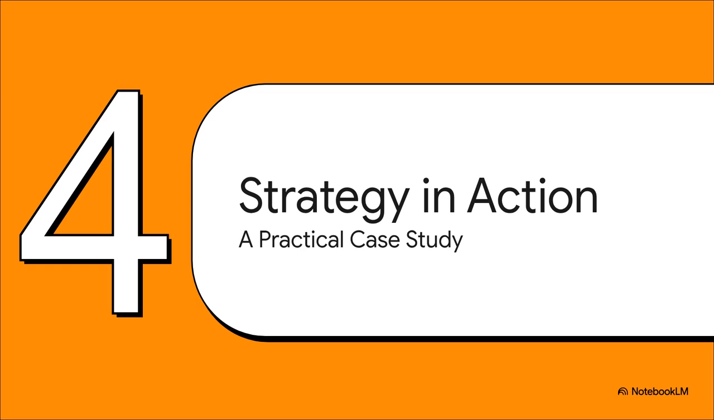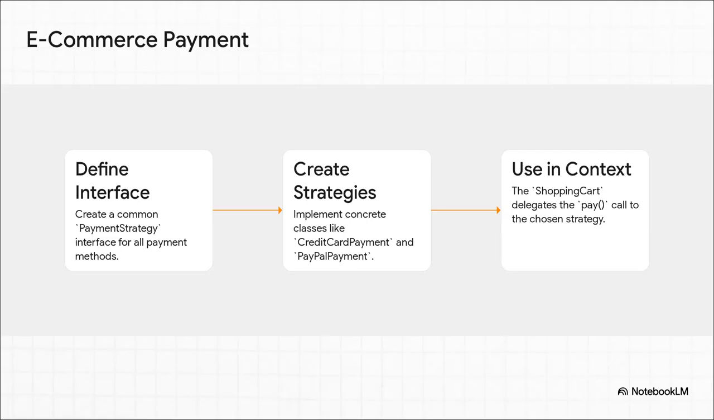So now let's see how this plays out in a real-world app. Let's bring that payment system example to life and see the code in action. So, in our e-commerce app, we're going to ditch that awful switch statement. First, we define a common interface. Let's call it payment strategy. Then, we make separate classes for each payment type. A credit card payment class, a PayPal payment class, you get the idea.